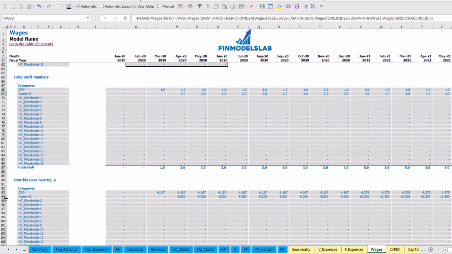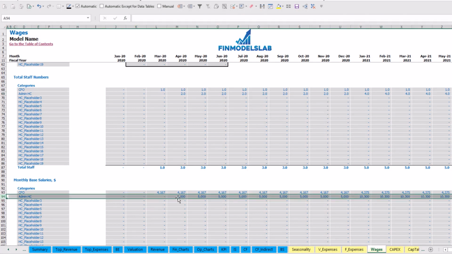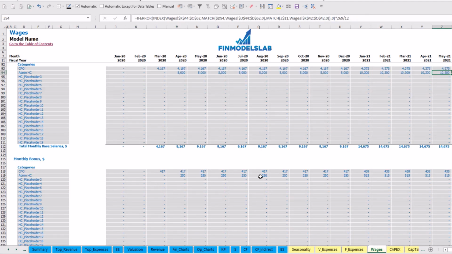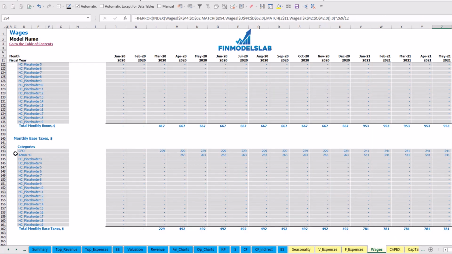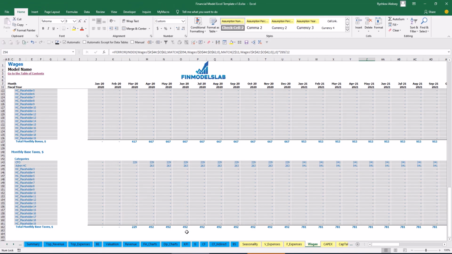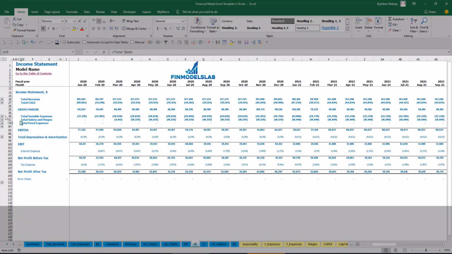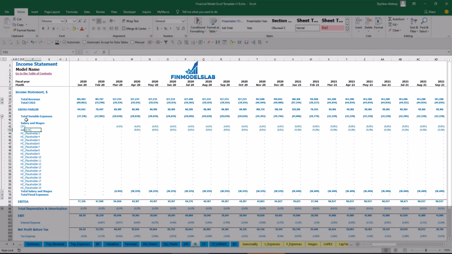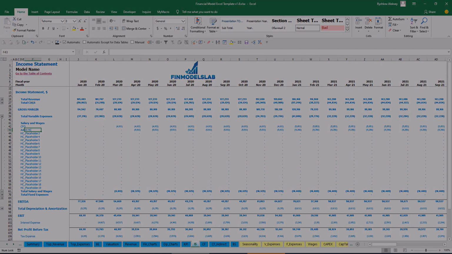Again, calculation of salaries for these, in this case 4 headcounts, calculation of bonuses, and calculation of monthly payroll taxes. You may see in the income statement, total salaries and wages, and here you may see the total amount of bonuses, payroll taxes, and wages for these headcounts.